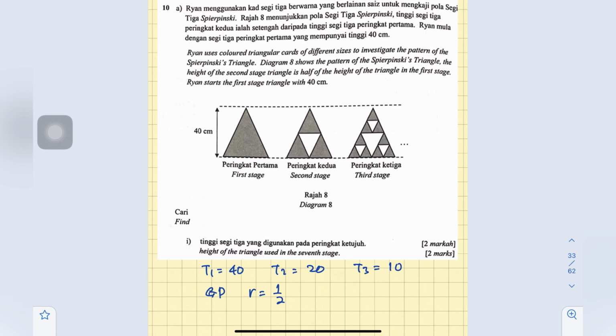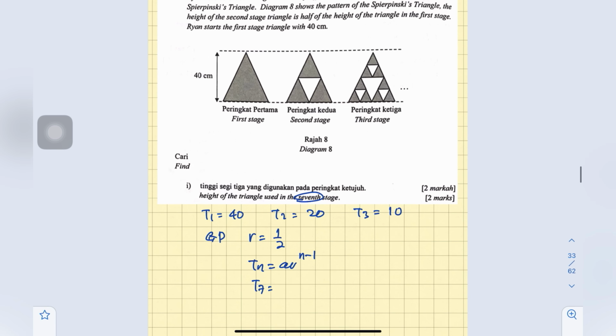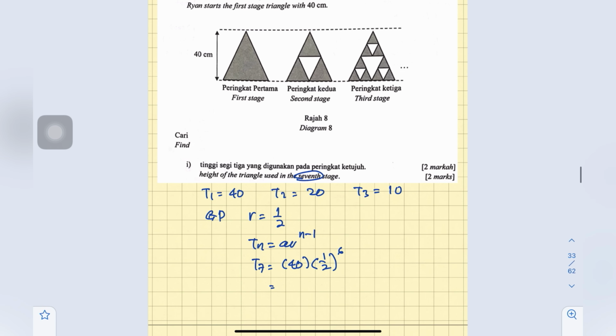Okay, so we have to find the seventh stage, meaning T7. We have the formula for GP: Tn is a r power of n minus 1. So T7 is a times r power of 7 minus 1. Okay, so a is 40, r is 1 over 2, 7 minus 1 is 6. Okay, so then the answer will be 5 over 8.